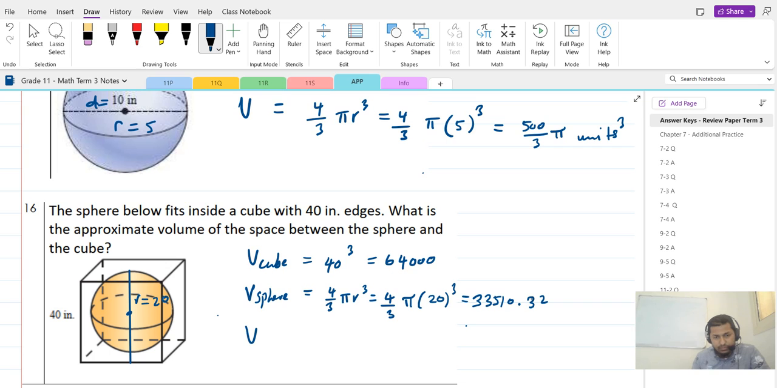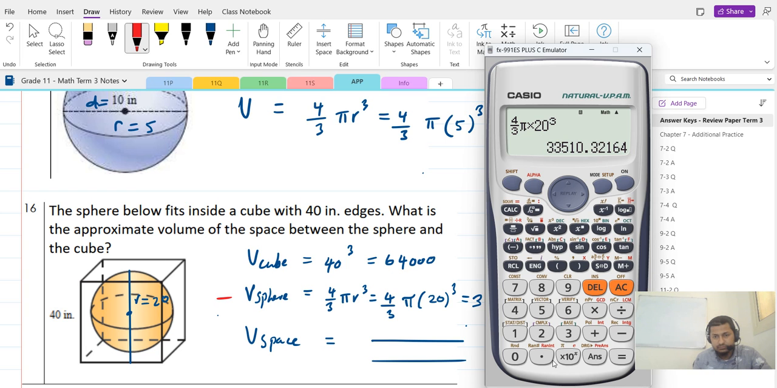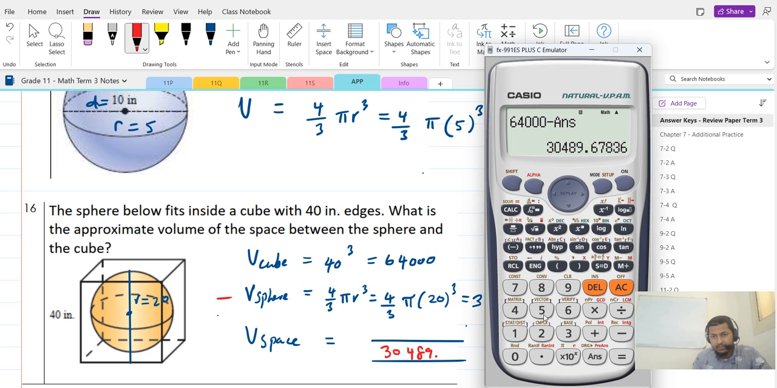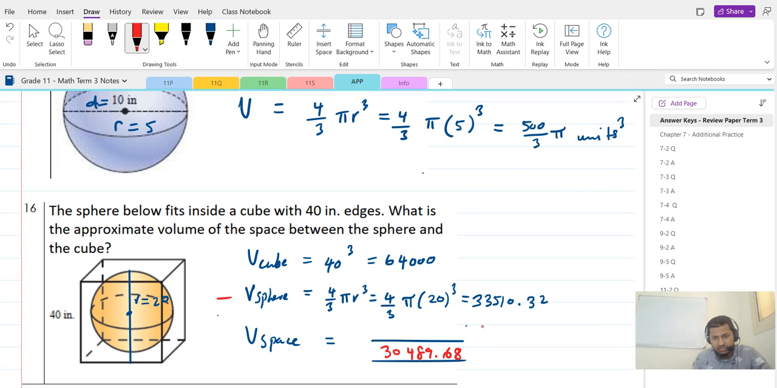And to find the volume of the space, we just need to subtract both. So this is going to be volume of cube minus volume of sphere. So 64,000 minus the answer from before is going to give me 30,489.68 inches cubed. I hope you guys understand.